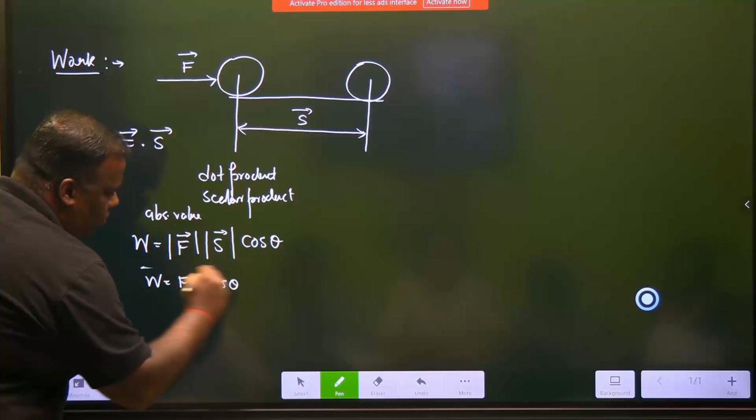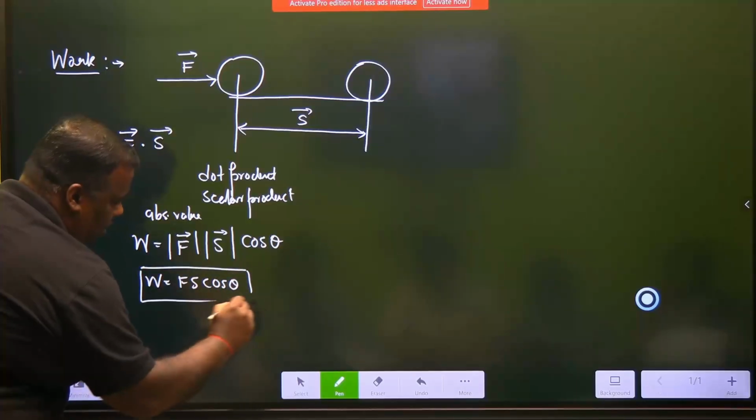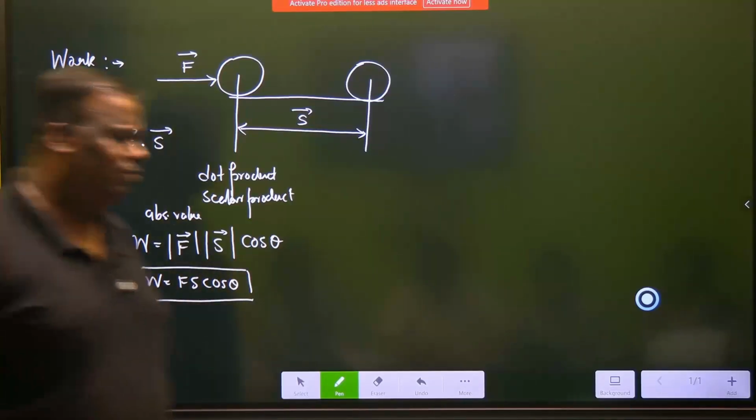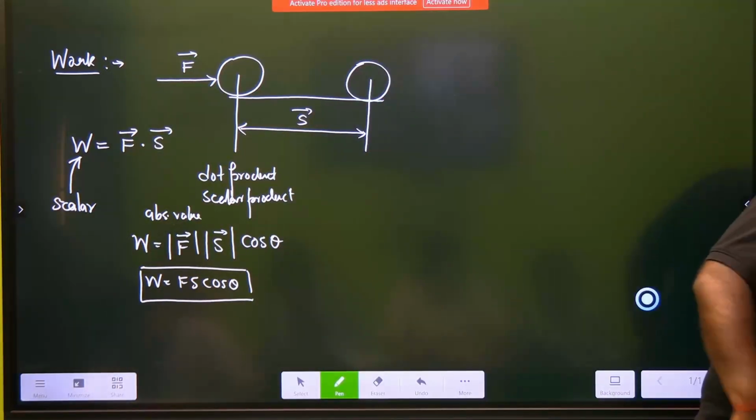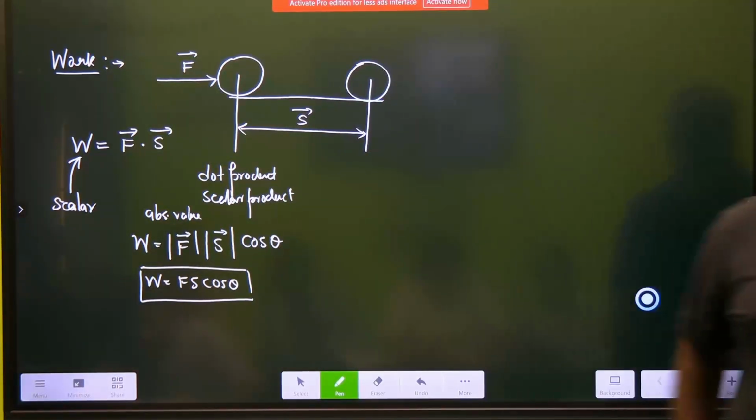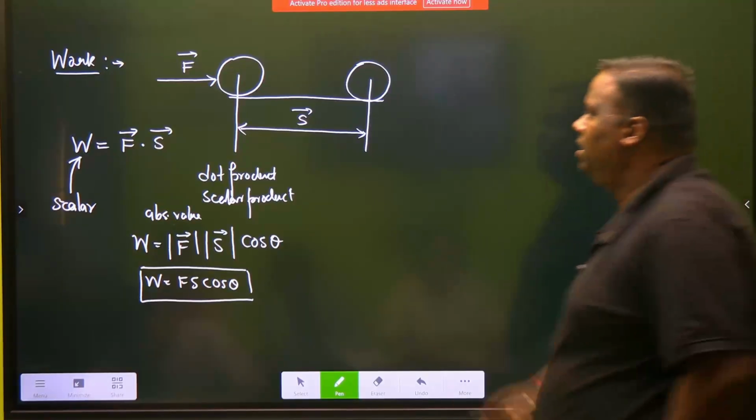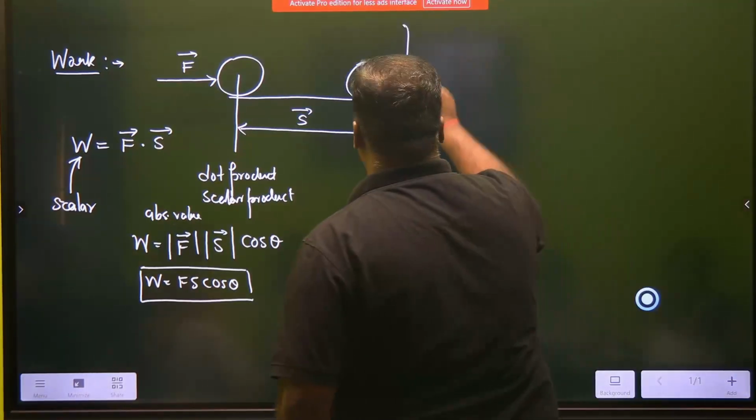This is the actual definition of work, right? It will be written Fs in your textbook, don't worry, because in your textbook they are assuming that the force and displacement are in the same direction. So based on this, let us see some criteria.